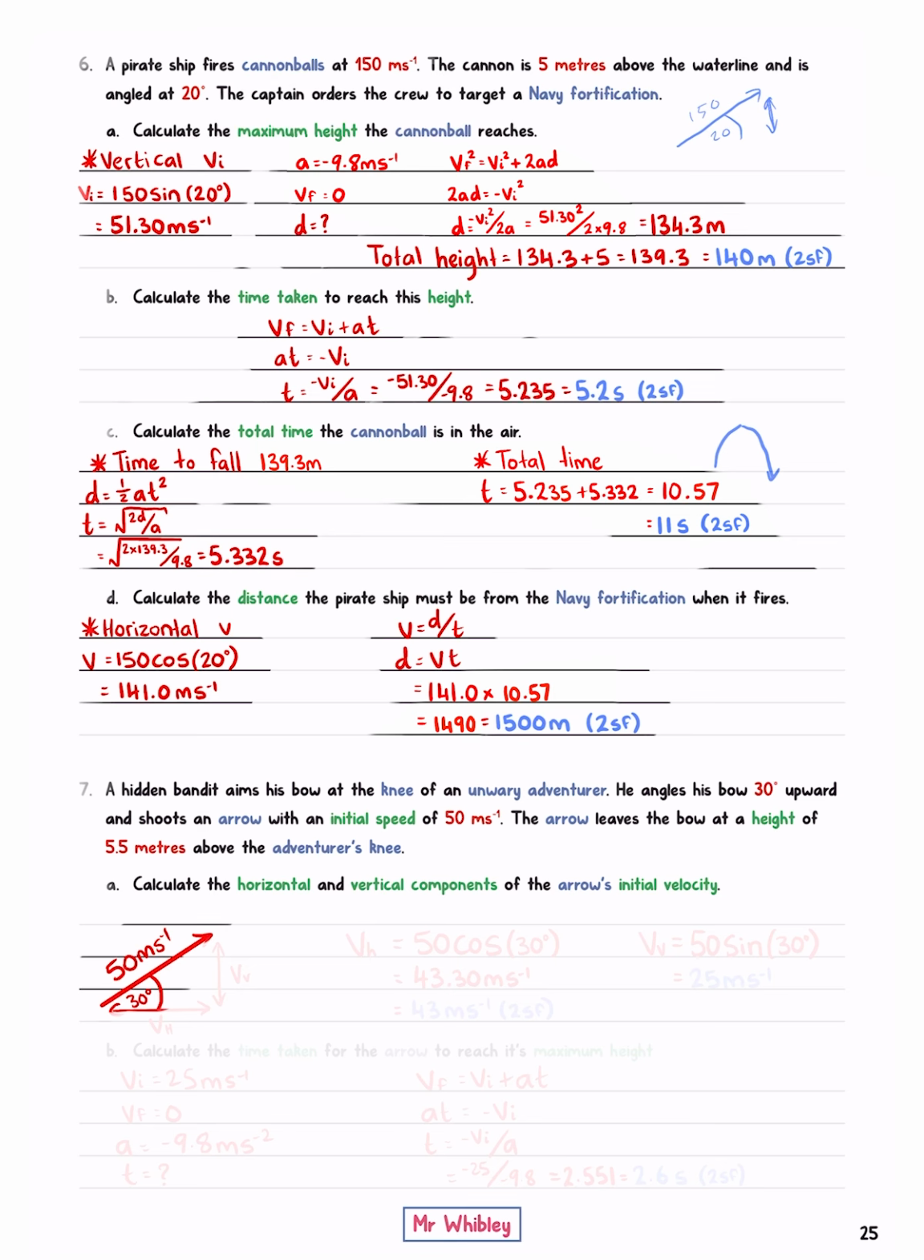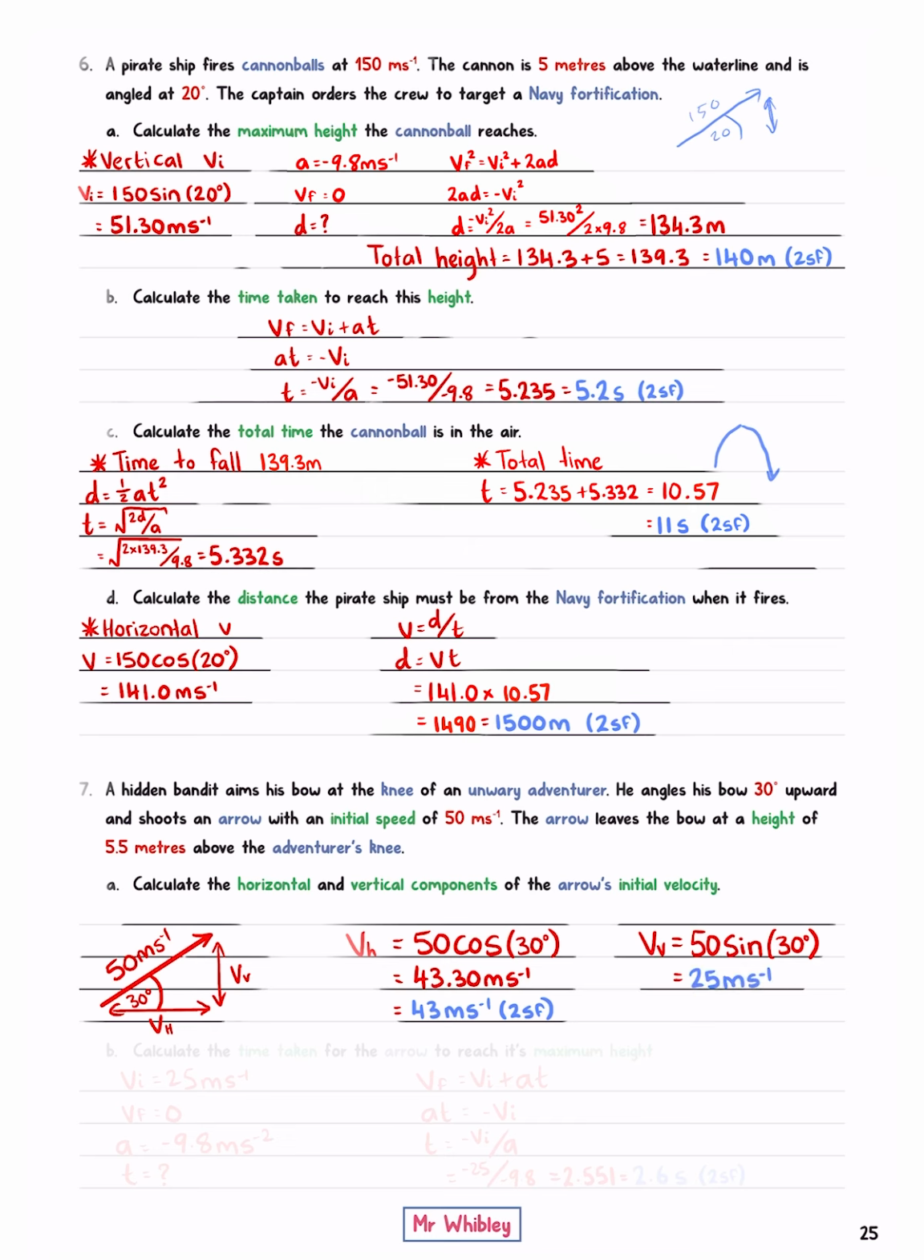To find our horizontal velocity, this is the adjacent side of the triangle, so we're using the CAH relationship in SOHCAHTOA, which means we use the cosine. That gives me 43.30 meters per second, or 43 meters per second to 2 significant figures. Our vertical side is the opposite side, so we're using the SOH relationship in SOHCAHTOA, and so we now use sine of the angle, which gives me 25 meters per second.